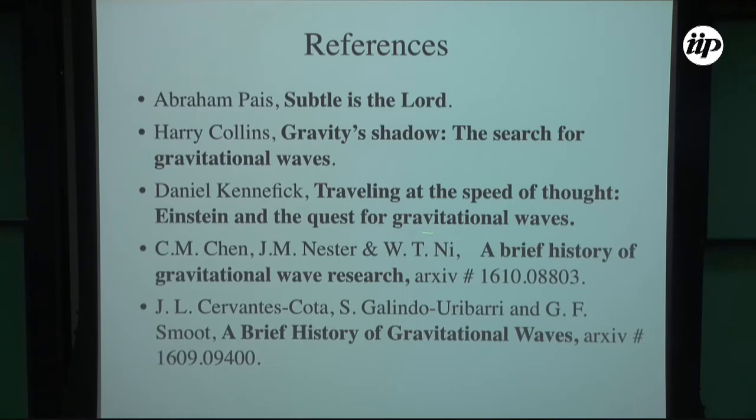It's fun to read. And then there are two very recent brief articles. They're probably already published. This one, I think, is in a Chinese journal, but you can find it on the arXiv with this number. It's a brief history of gravitational wave research. I learned a few things here. And there's another paper written by these guys. By the way, G. Smoot is the Nobel Prize winner, from the COBE project. A brief history of gravitational waves is also quite an interesting paper to read.